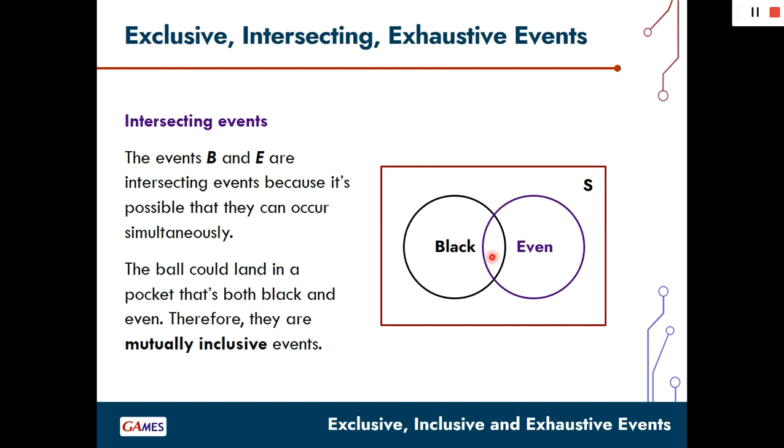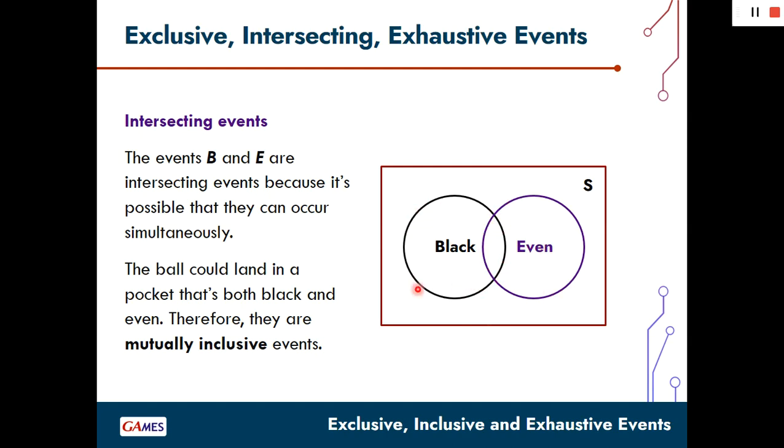Intersecting events are events where there's clearly an intersection, which means they share elements. They have outcomes that coincide, because it's possible for the two events to occur simultaneously. So the ball can land in a pocket that is both black and even, right? So you have possibilities for the outcome to land in the black pockets and in the even pockets.